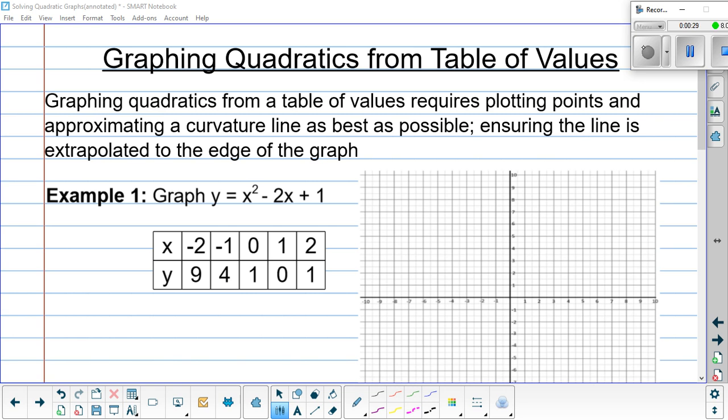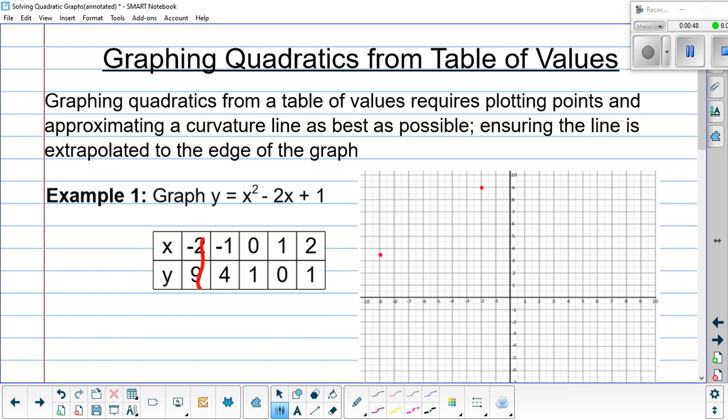Here we have to graph y equals x squared minus 2x plus 1. We've already solved this and found this table of values, so this section is only on plotting from the table of values. We have minus 2 on our x, and then we're going up to 9, and we'll make our little point. Looking at our next, if you want, you can cross them off as you go.